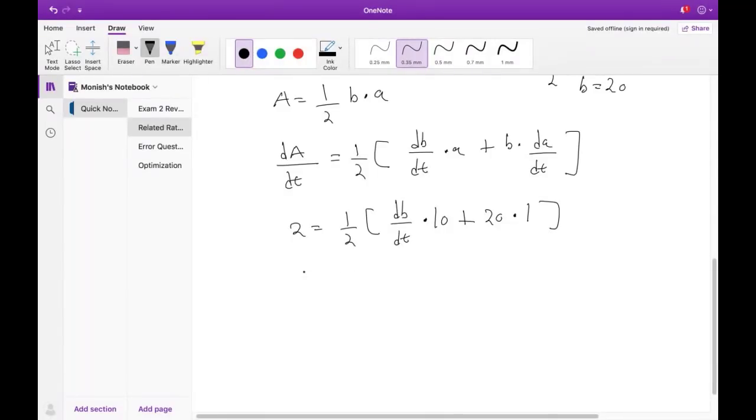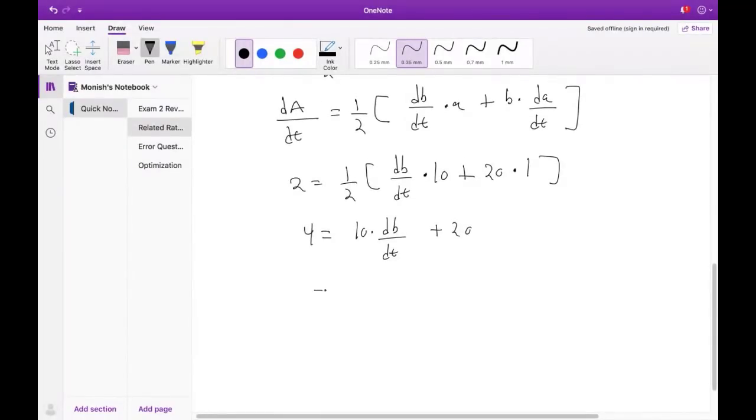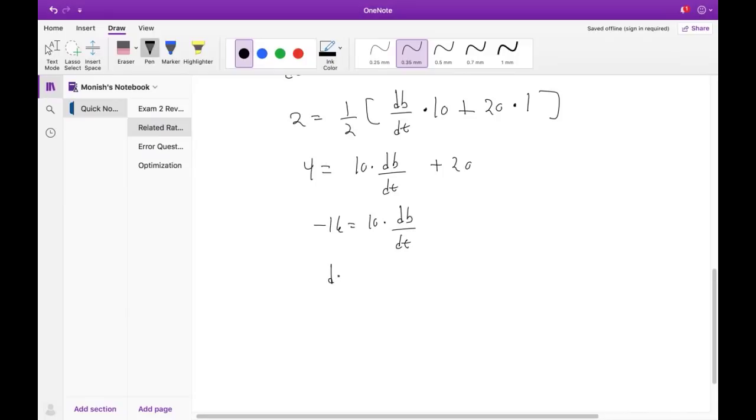Okay, so then multiply the 1/2 over, so 4 equals 10 times dB over dt plus 20. Subtract over the 20. So negative 16 equals 10 times dB over dt. And then dB over dt equals negative 1.6 centimeters per minute. And that's your final answer. So does that make sense to everyone also?